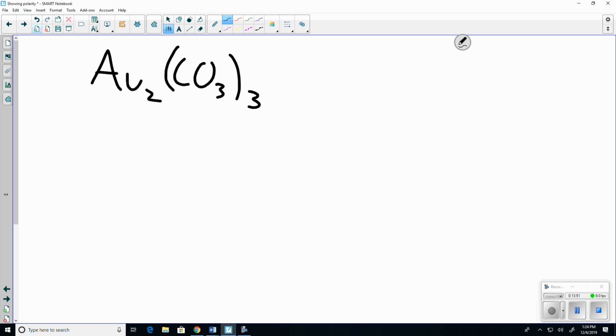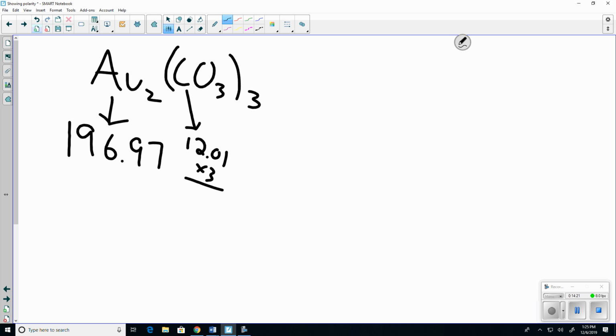This is gold(III) carbonate. A little harder, plus, first off, a bigger number, because gold is huge. What's gold's molar mass? Carbon we already went over, it's 12.01. And distribute that 3. So there's 3 of them. I'm just going to do that step right away this time.